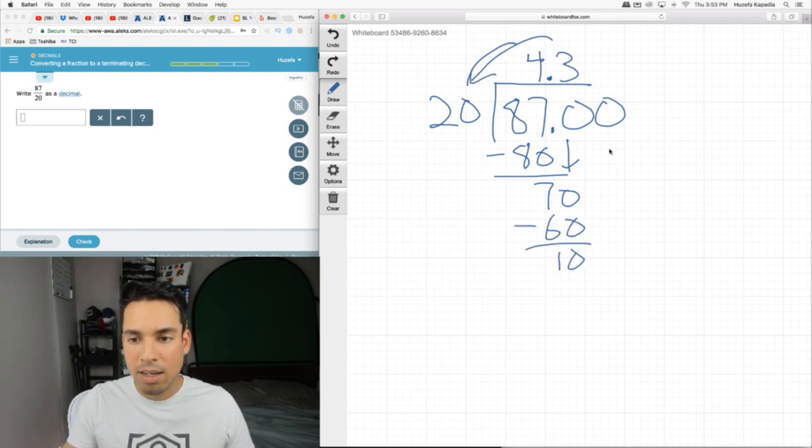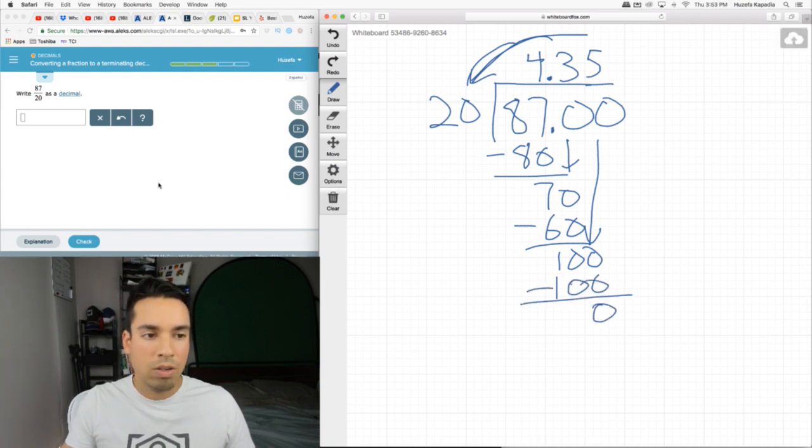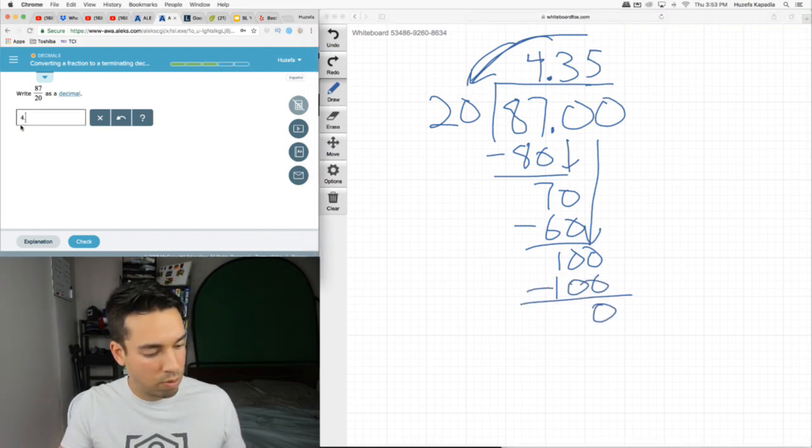Now we've got 10, and bring down the last 0. 20 goes into 100 5 times. 5 times 20 is 100. And we are done. 4.35.